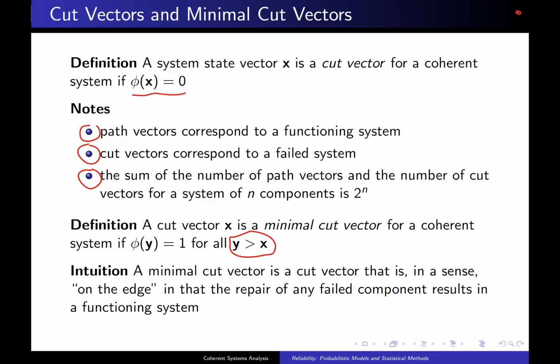So the intuition here is a minimal cut vector is a cut vector that is on the edge, in the sense that if any of the failed components get repaired, then that will bring the system back to a functioning state.